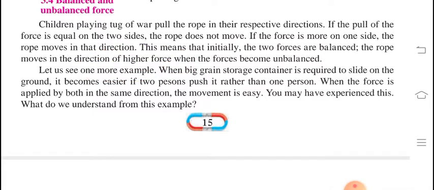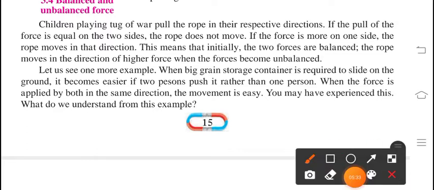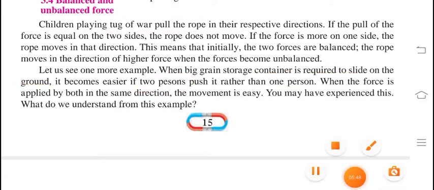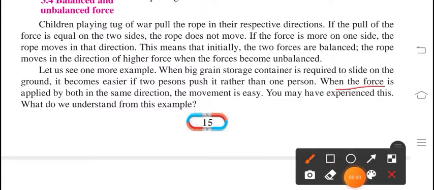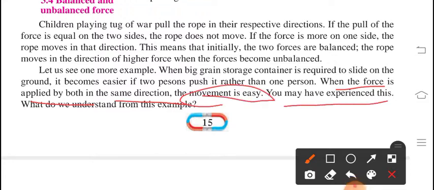Okay, so let us see one more example. When a big grain storage container is required to slide on the ground, it becomes easier if two persons push it rather than one person. When the force is applied by both in the same direction, the movement is easy. You may have experienced this.